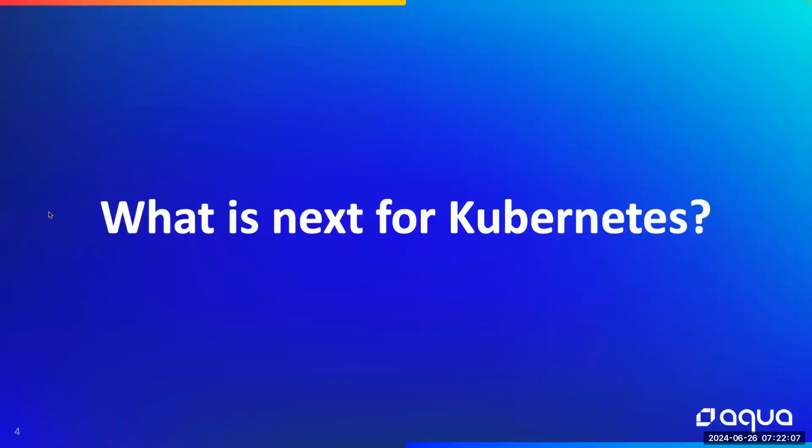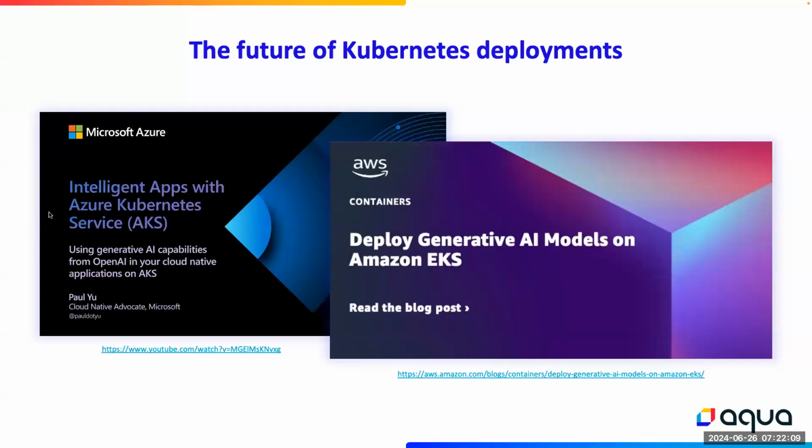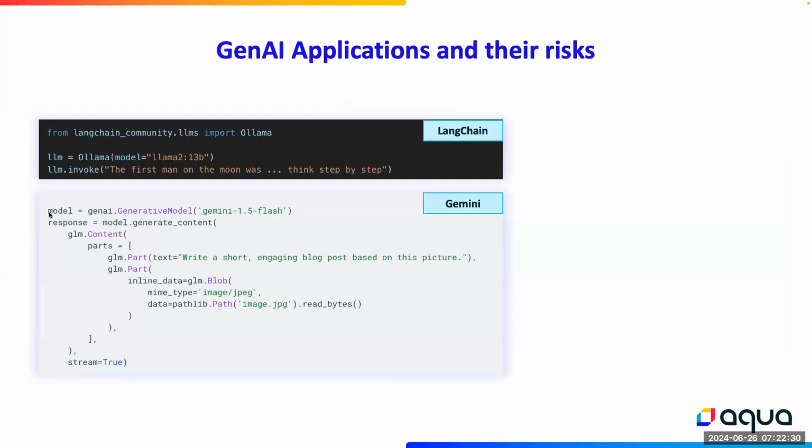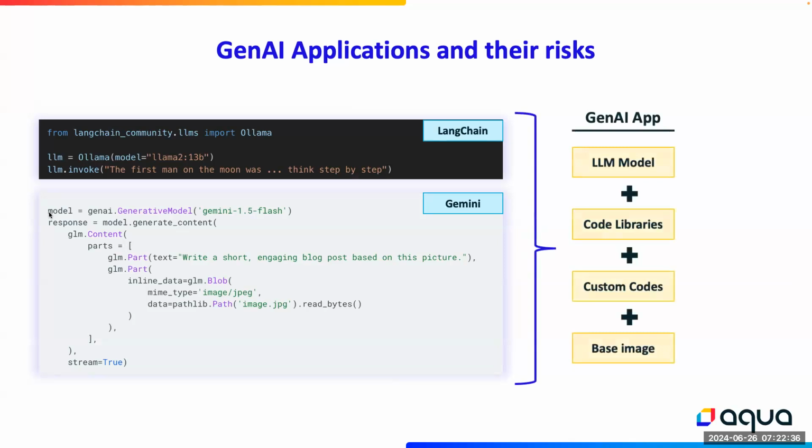So what's next for Kubernetes? We got a lot of that in the talk that we had previously. So Gen AI. We're going to have a lot of generative AI models when it comes to implementing with Kubernetes. We're going to be seeing a lot of large language models being used within our actual development of these applications. So just to see how that affects our security risk, let's talk about Gen AI applications and their risk. So this is a simple build out of a Gen AI application.